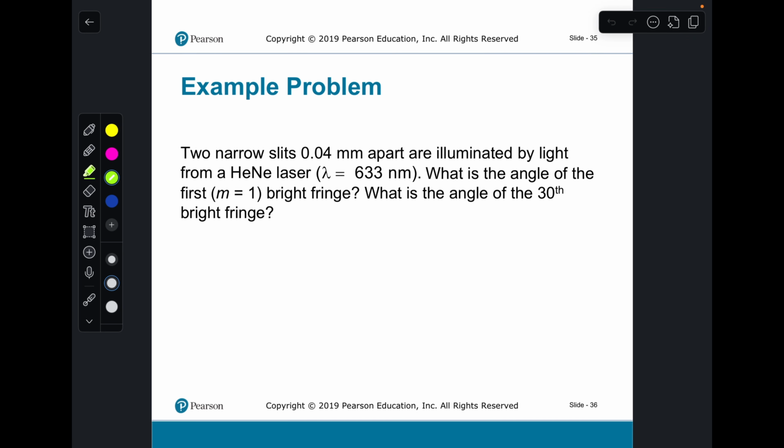This is another example problem that you should do on your own to prepare for the exam.